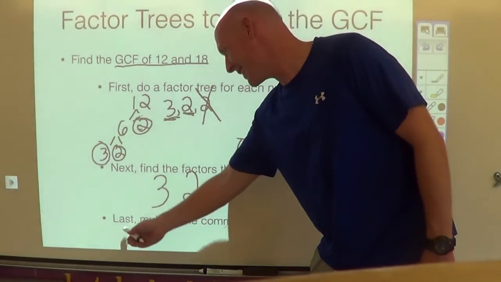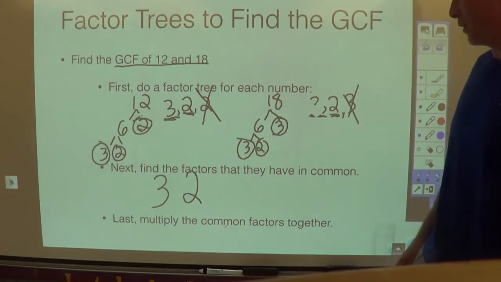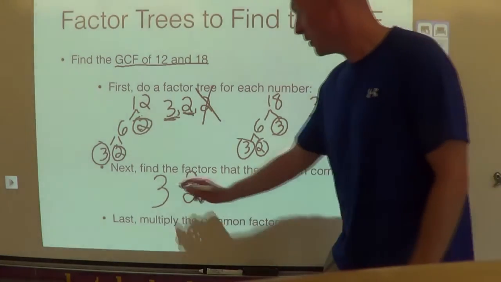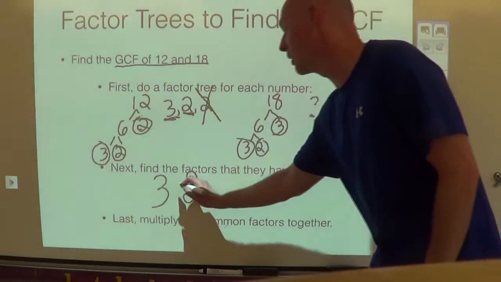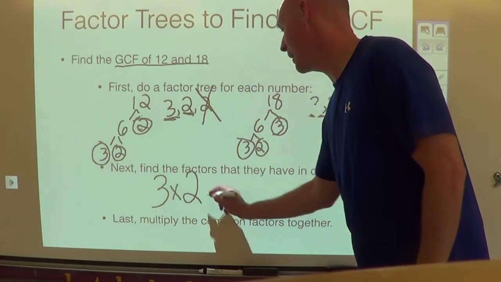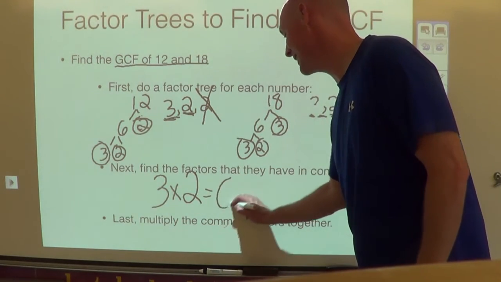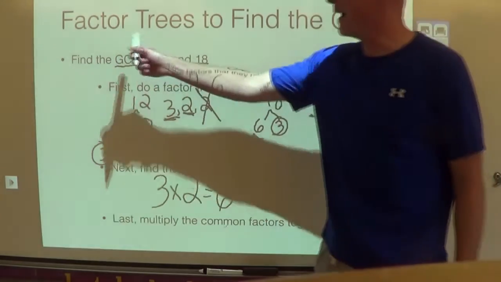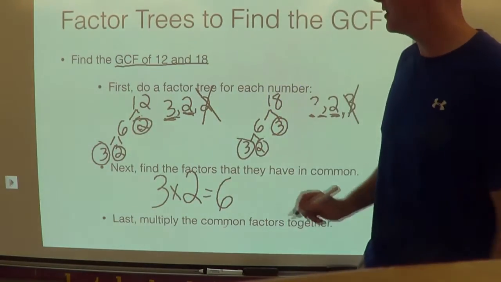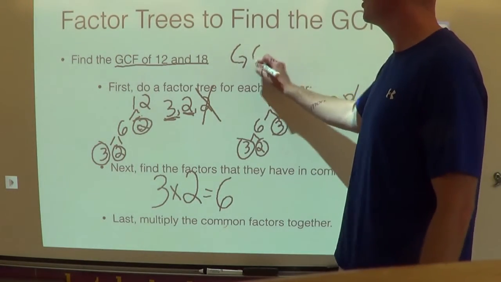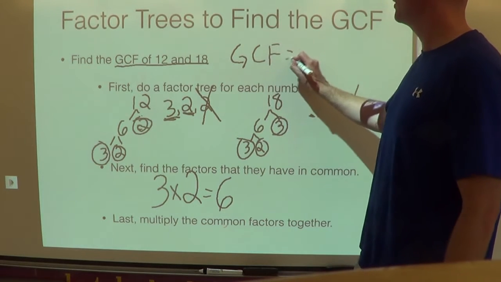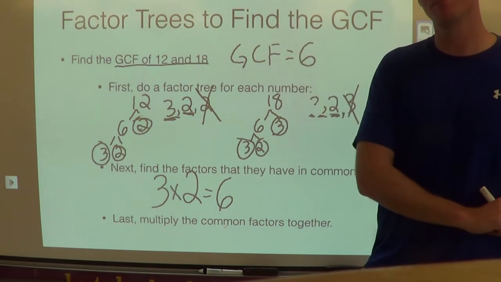The last step says: last, multiply the common factors together. So we're going to take 3 and 2 and multiply them. 3 times 2 equals 6. Therefore, find the GCF of 12 and 18. The GCF is equal to 6. Awesome.